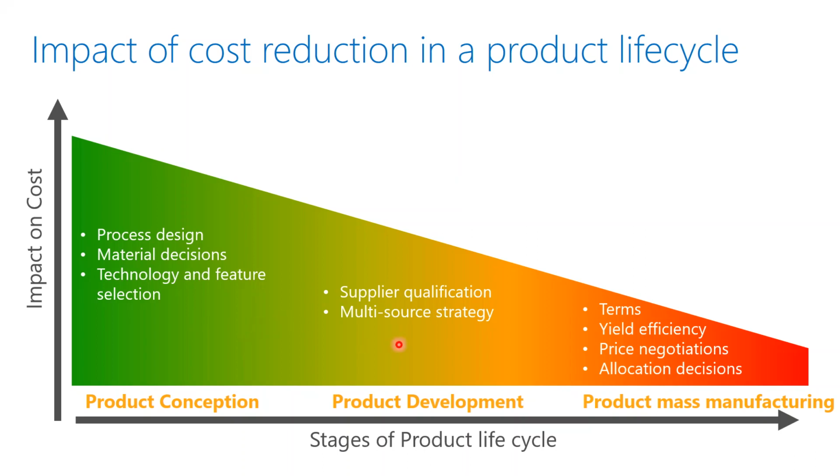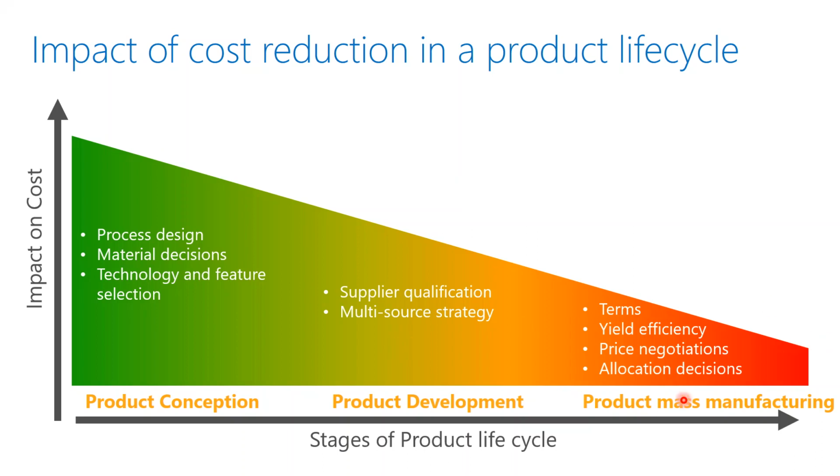In the second stage, that is the product development, you basically decide which suppliers are going to produce, and you take a decision on a multi-source strategy. In this stage you have some kind of bargaining power, but it is less as compared to the product conception stage. In this stage you will ask for quotations from the suppliers, do a comparison and select suppliers based on the lowest cost, basically quality, cost, and delivery. But at this stage the specifications are already finalized, so there is not much scope of cost reduction.